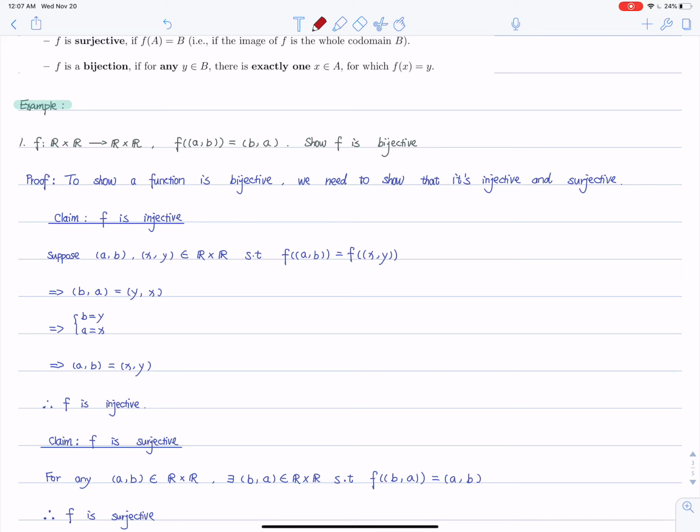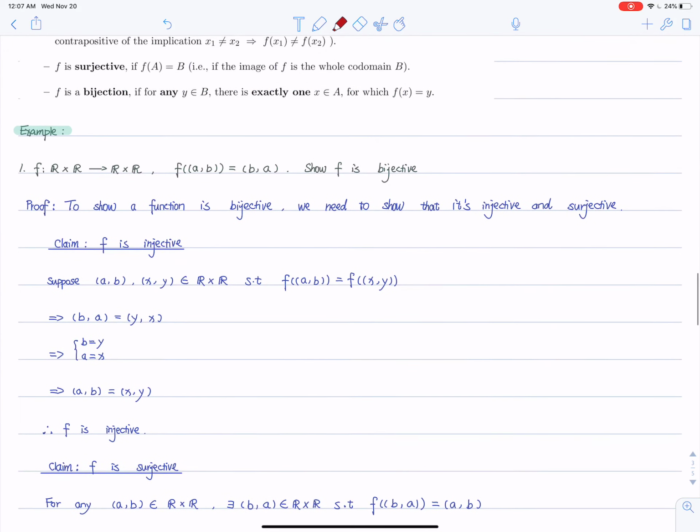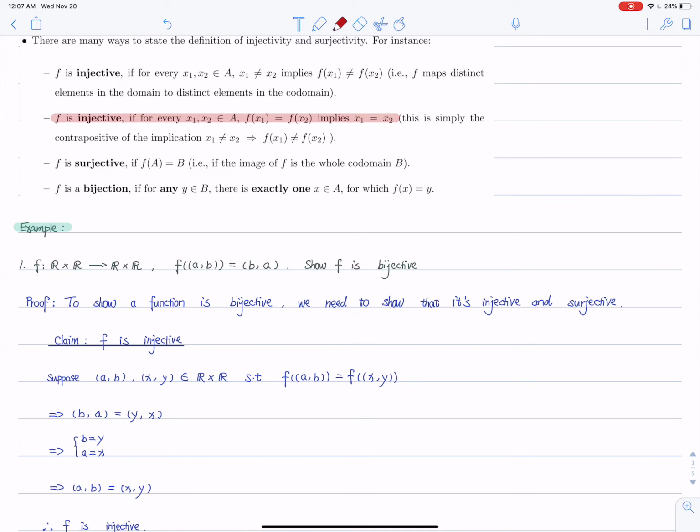How do we prove a function is bijective? To show a function is bijective, we need to show it's injective and surjective. First of all, let's show it's injective. Let's go back to the definition a bit. The definition I'm using right now is this one: for every x1, x2 in A, f of x1 equals f of x2 implies x1 equals x2. If I have this, then the function is injective.